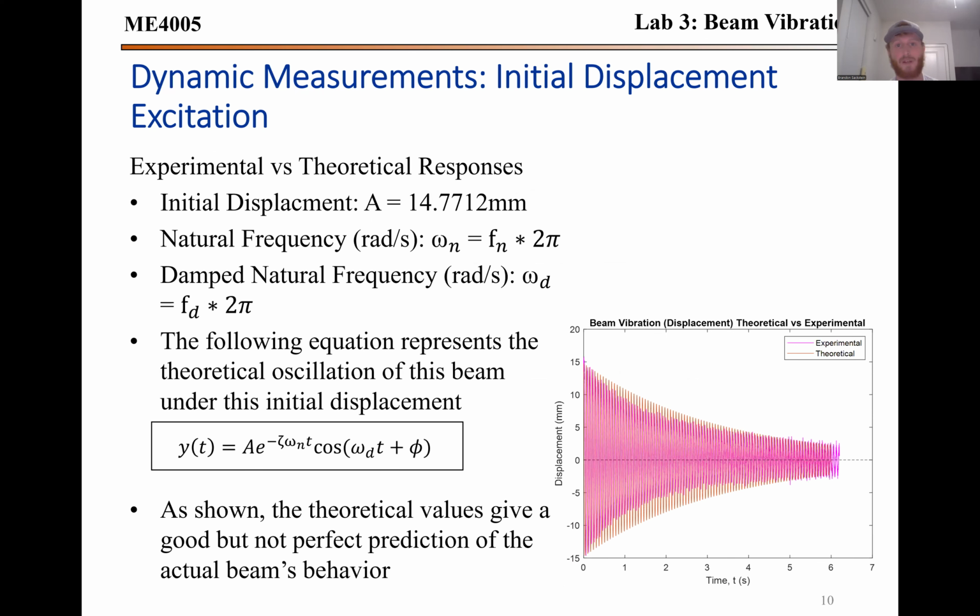So here we plotted the experimental data versus the theoretical data. So the equation in that box down there is the theoretical equation, and then the orange line on the graph represents the theoretical graph of that equation, and then the pink shows the actual experimental data gathered. And as you can see, it's a pretty good prediction. It's not too far off, but it's not perfect.